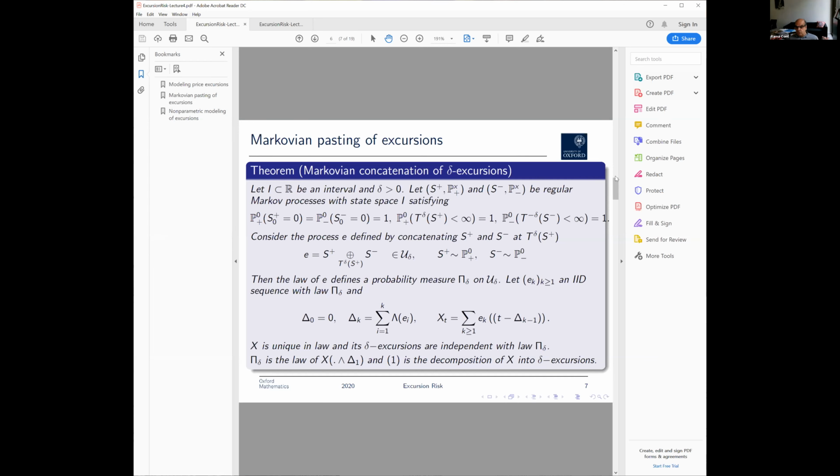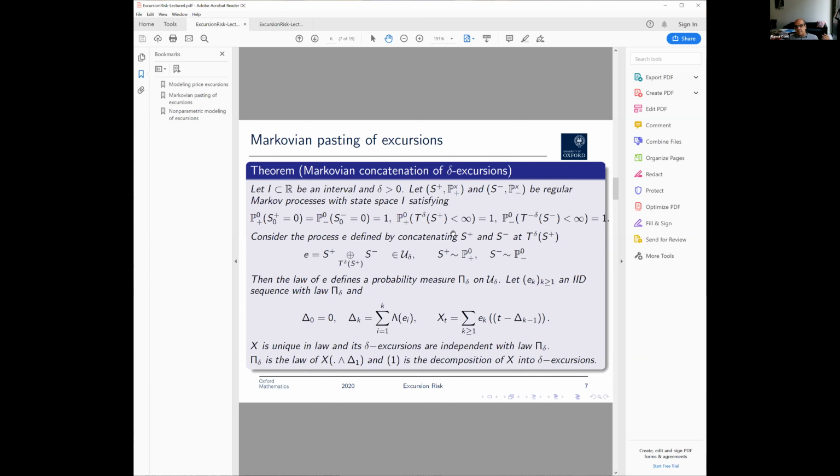And now we're going to do the opposite. I'm going to construct the Markov process by starting from a family of delta excursions, which I construct independently. And then I'm going to paste them together. I'm going to join them together when they reach zero. So here's how. This is one example, and then you can understand that you can generalize this construction.